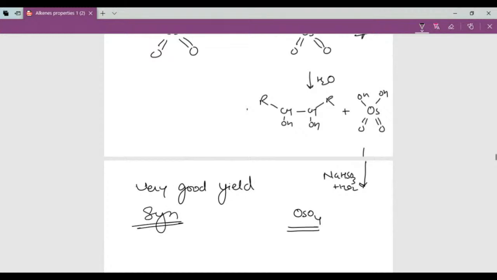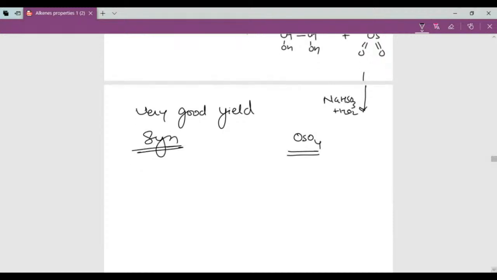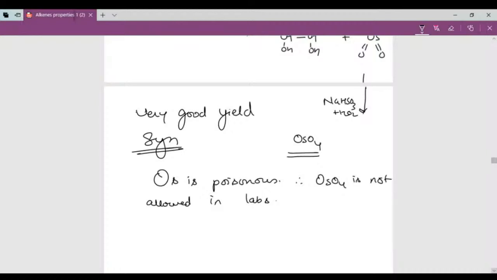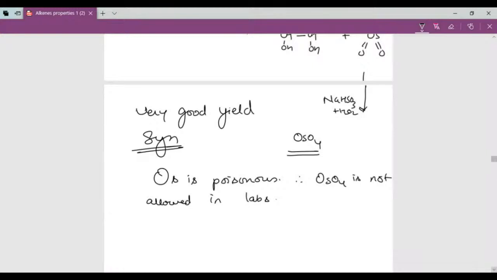All goes well for this reaction, but osmium is poisonous. As the compound itself acts as a poison, we would avoid the use of osmium. Therefore, OsO4 is not allowed in laboratories. Otherwise, this is a better reaction because it won't oxidize our diols further to alcohol to acids. It will stop the reaction at that stage.